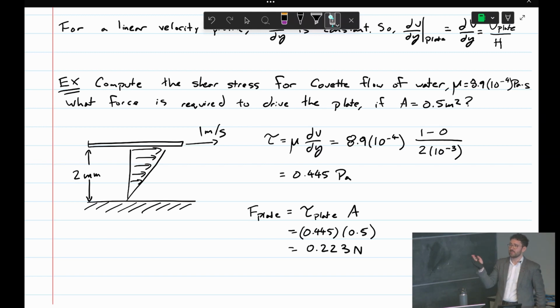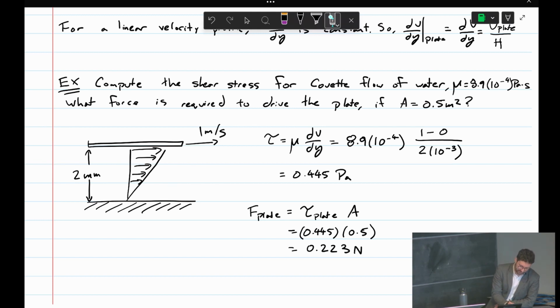For Couette flow, we have that linear profile, so du dy is a constant. If mu is a constant and du dy is a constant, we get a constant shear stress anywhere along that profile, in this example, 0.4 pascals.